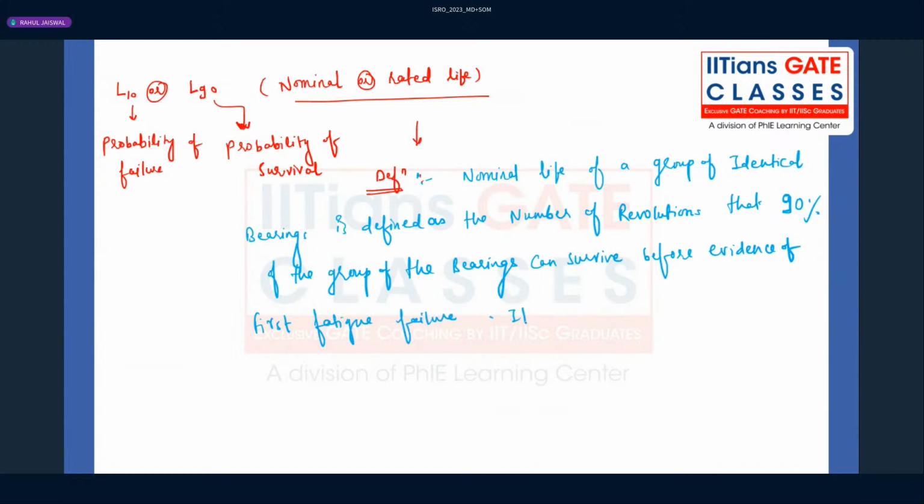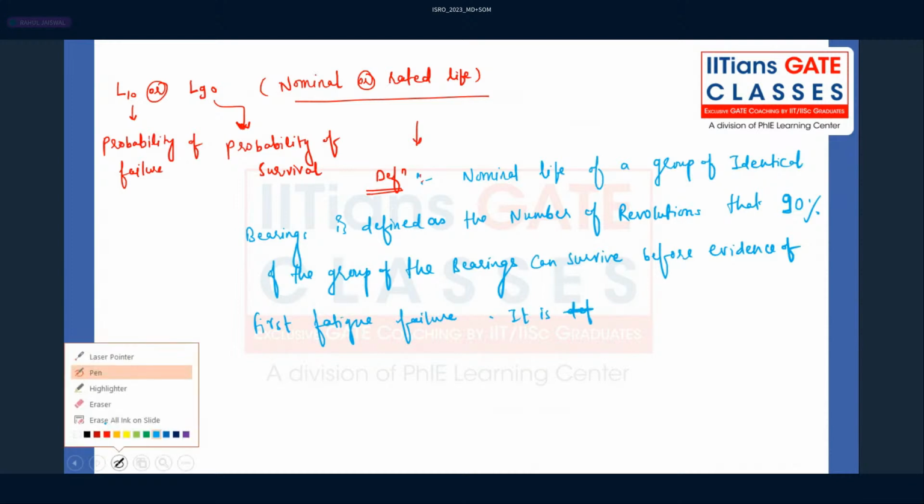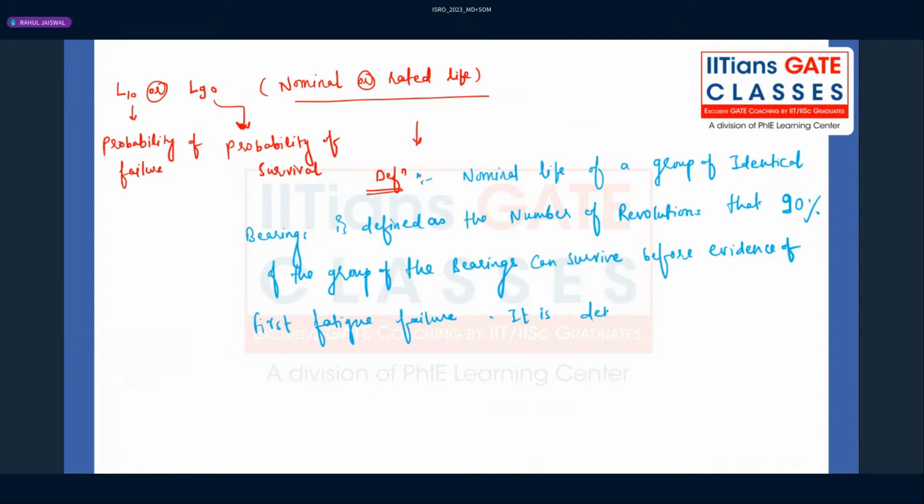It is denoted by L90 or L10, right? So for example, if you want to explain to a layman, how can you explain?